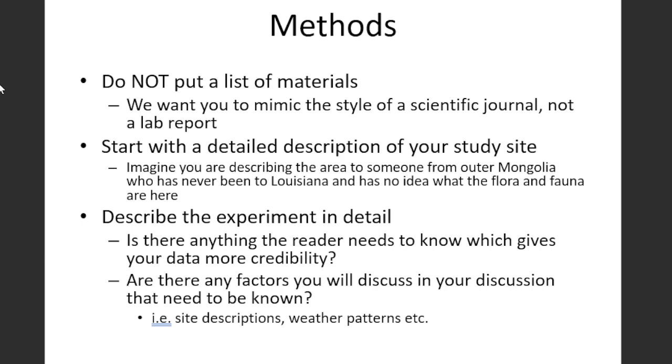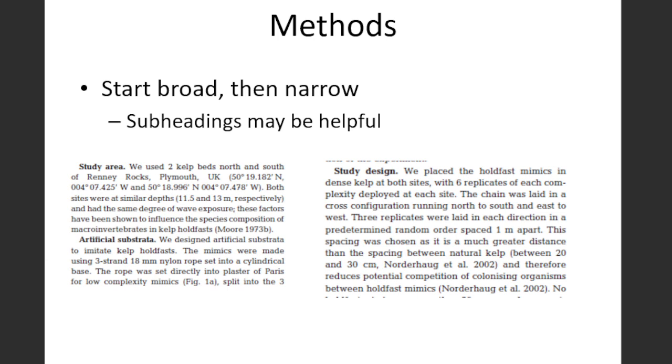Then describe the experiment in detail. Is there anything the reader needs to know which gives your data more credibility? And are there any factors that you will discuss in your description that need to be known? So site description, weather patterns, etc. You'll start broad and then narrow down. So you have your study area, then you go into your specific. Yeah, so you just start broad then narrow down. Subheadings will be helpful here.